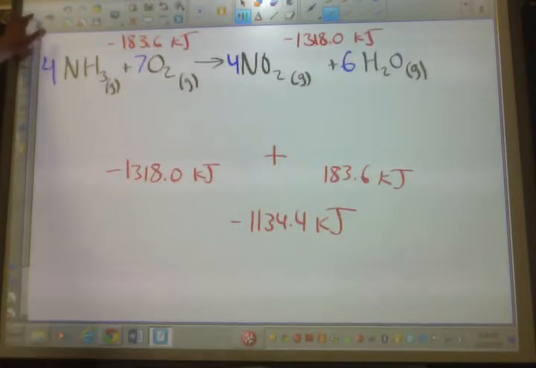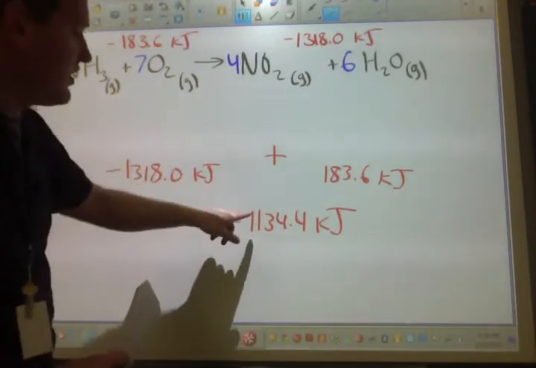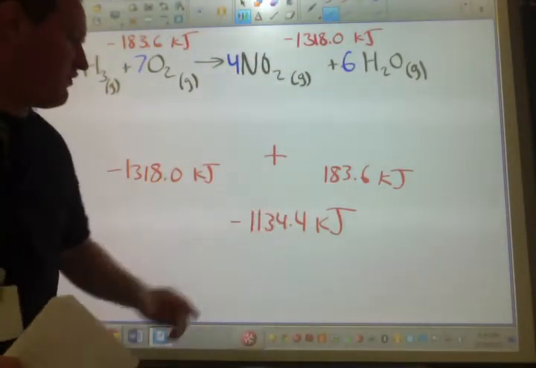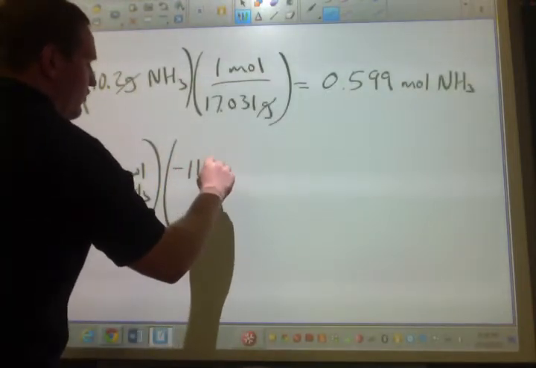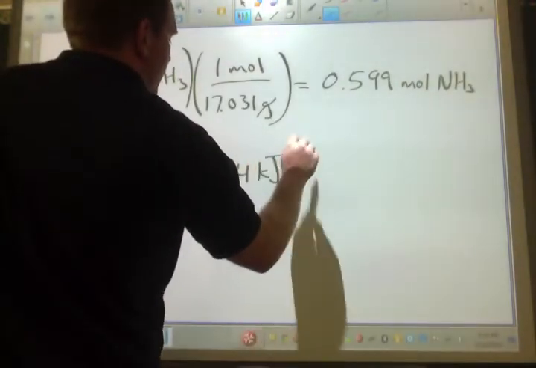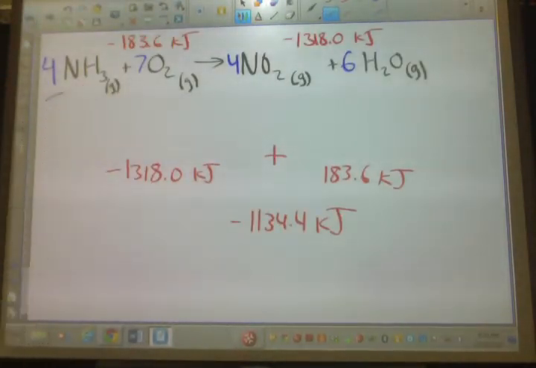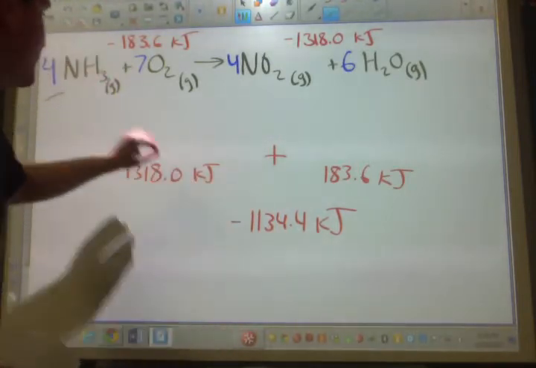Look at our ratio here. Okay, this reaction produces negative 1134.4 kilojoules. Let's copy that down. Negative 1134.4 kilojoules. But that's not per mole. That is per 4 moles. Very important that you note the 4 there. 4 moles of this produces that.